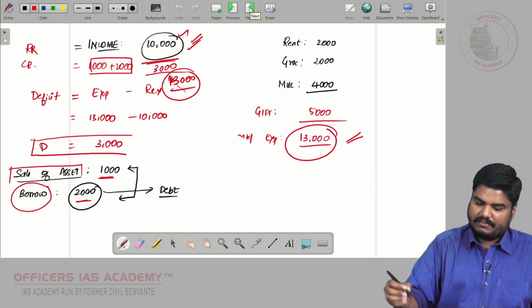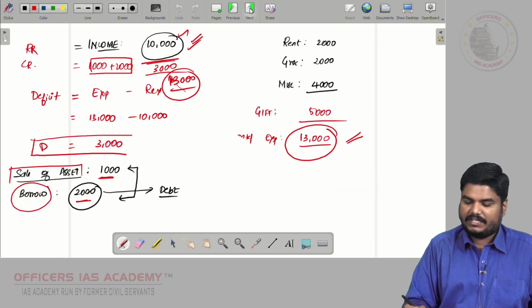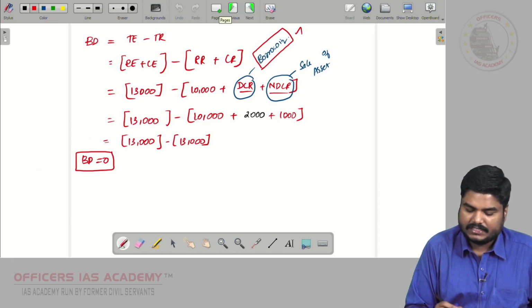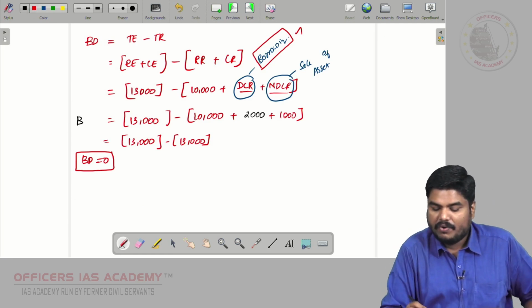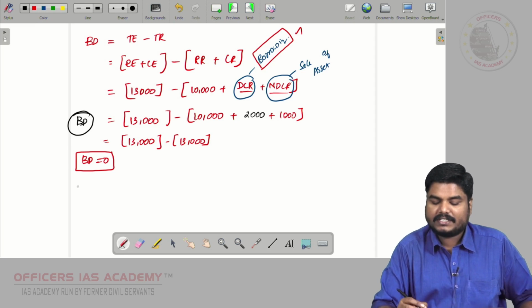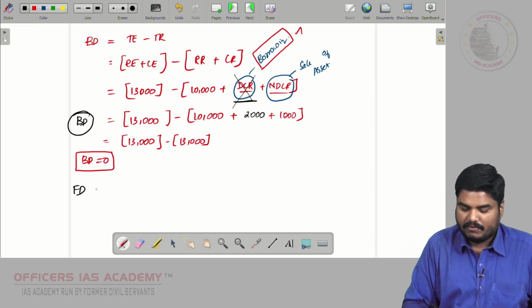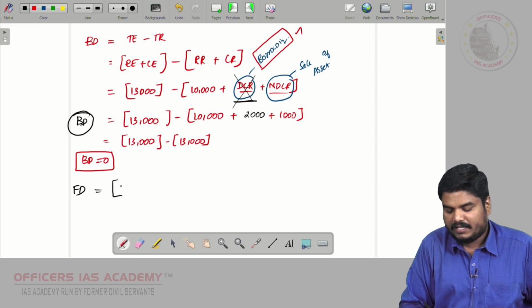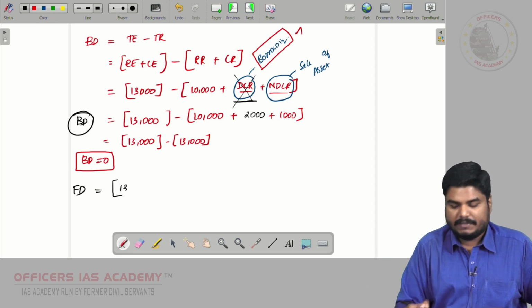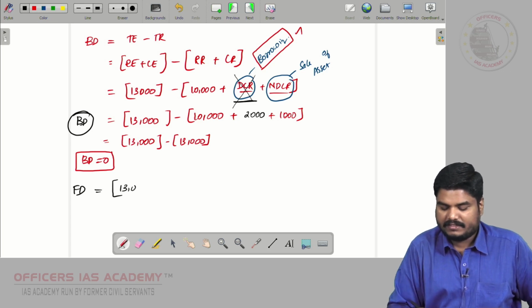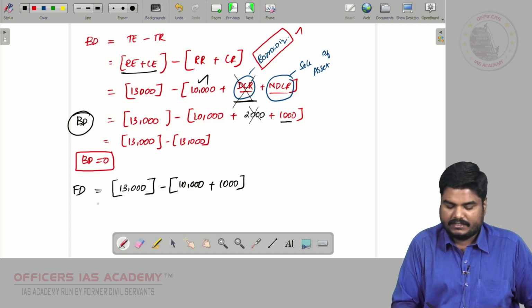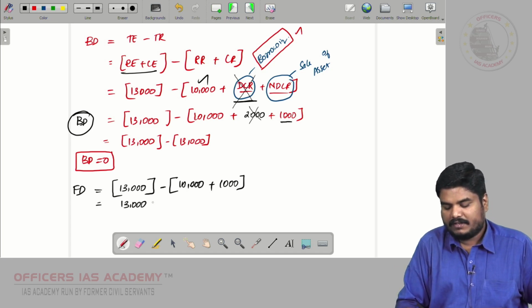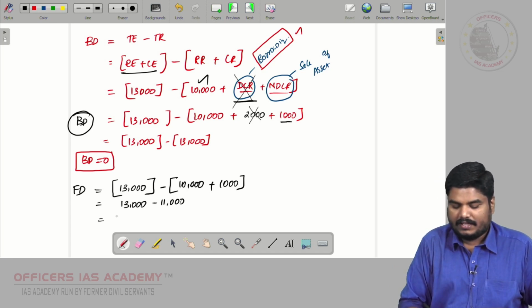Friends, we will take the same example. So here, this is budget deficit. What did I say? In fiscal deficit, you don't consider the borrowed part. So let us calculate what is fiscal deficit. It is going to be 13,000 rupees, that is my total expenditure, minus I will take this 10,000 plus I will not include this 2,000. I will take this 1,000. So what happens? It is going to be 13,000 minus 11,000, I get 2,000.